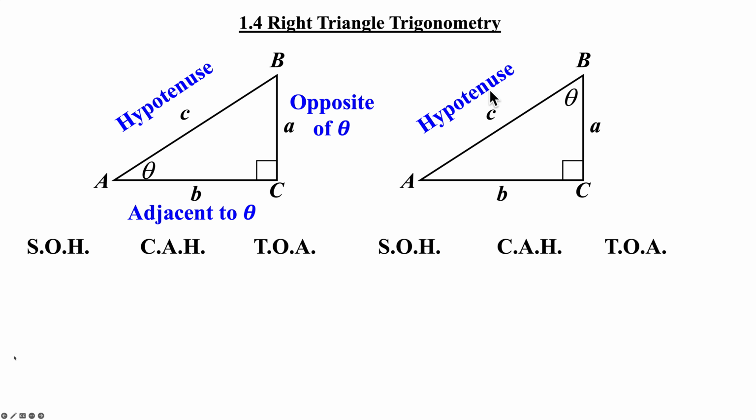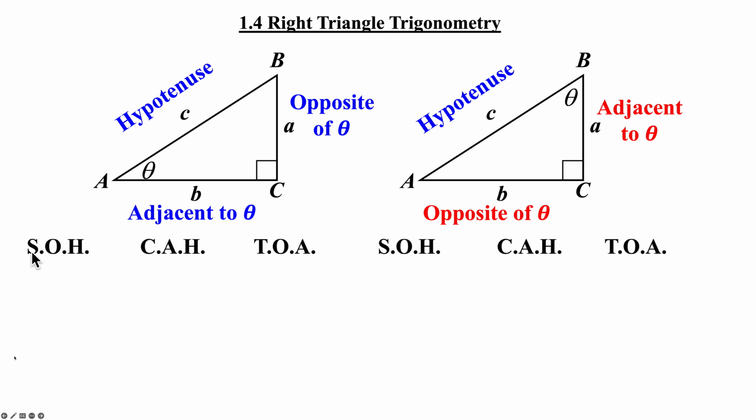Now, going over to the second diagram, things are going to switch up a little bit because we have a different location for our angle theta. It's in angle B. So opposite of theta now opens up to side B. So this is the opposite of our angle theta. And now side A is the adjacent to our angle theta. So these will switch around depending upon where your theta is. It's very important to identify theta.